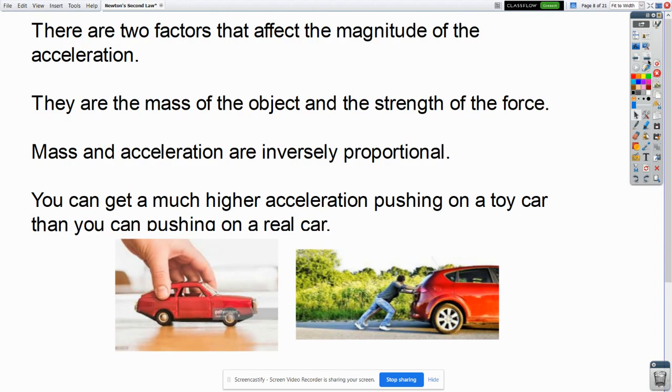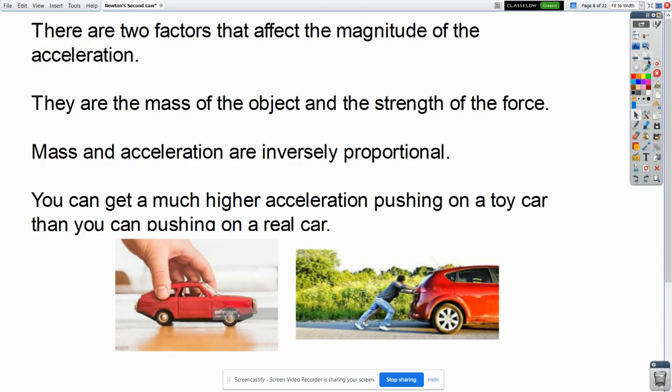Now there's two variables that will affect how much it accelerates, the magnitude of that acceleration. And that is the mass and the force that is being applied to the object. The mass and the force that's applied will directly affect the magnitude or the strength of the acceleration that you see.